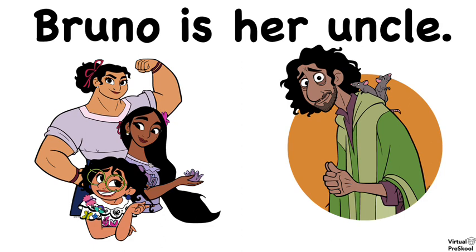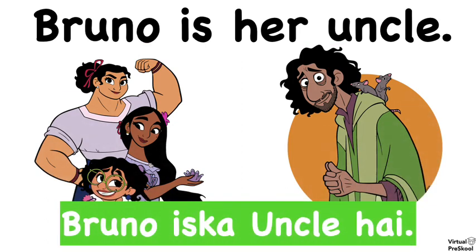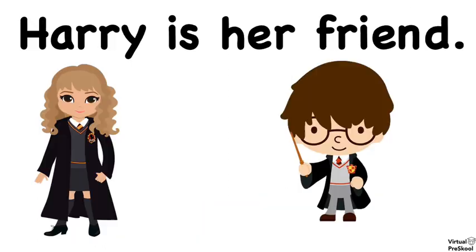All right, let's do a couple of practice sentences. How would we say Bruno is her uncle? Bruno iska uncle hai. And we use iska because iska attaches to uncle, and uncle is a pulling word. So we have Bruno iska uncle hai.